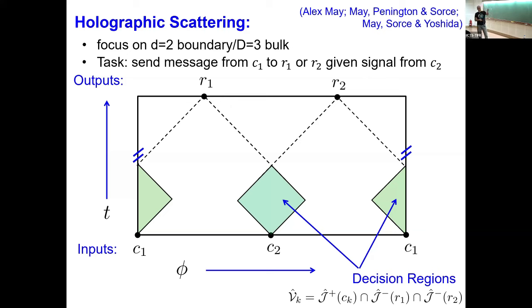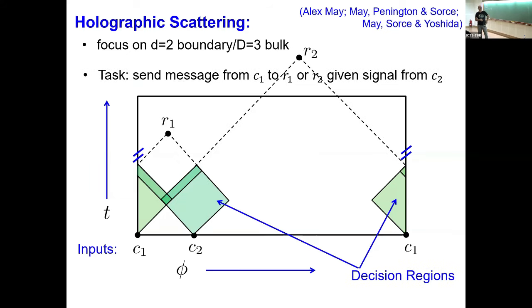Now, having described the decision regions, the mission or the task that we're going to consider is imagine that I have a message that I'm inputting here at C1, but given a signal at C2, I want to send that message either to R1 or to R2. And so in this particular situation, there's no obvious way to do that. However, there are other configurations, in particular ones where these decision regions overlap.